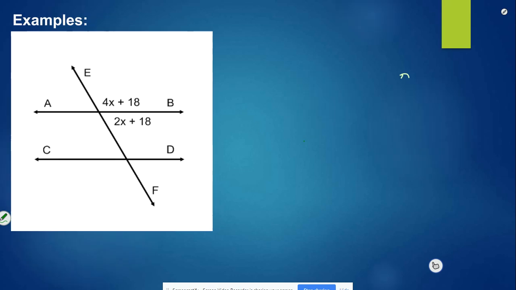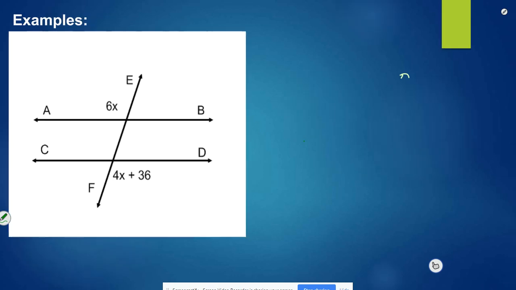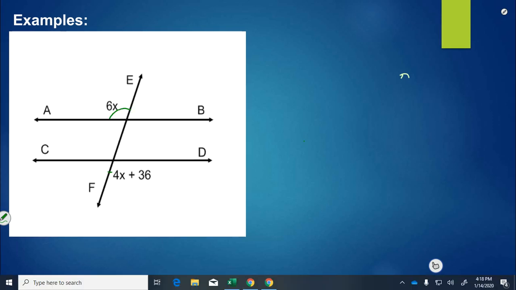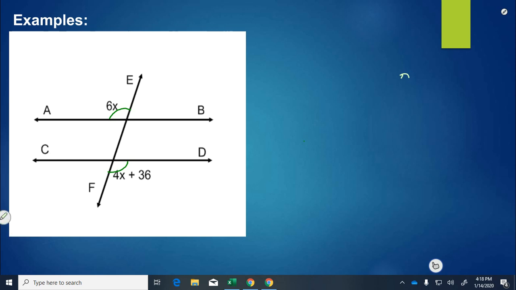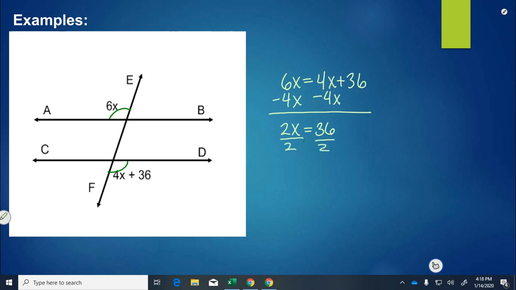Okay, so now we have two angles that are further apart, but you should notice right away that this one is obtuse and this one is also obtuse. And since they're both obtuse, that means we have congruent angles. So we set them equal to each other. And we get 6x equals 4x plus 36. Combining like terms on opposite sides, I need to move that 4x over to the 6x, so I subtract it, and I get 2x equals 36. Then I divide by 2, and x equals 18.